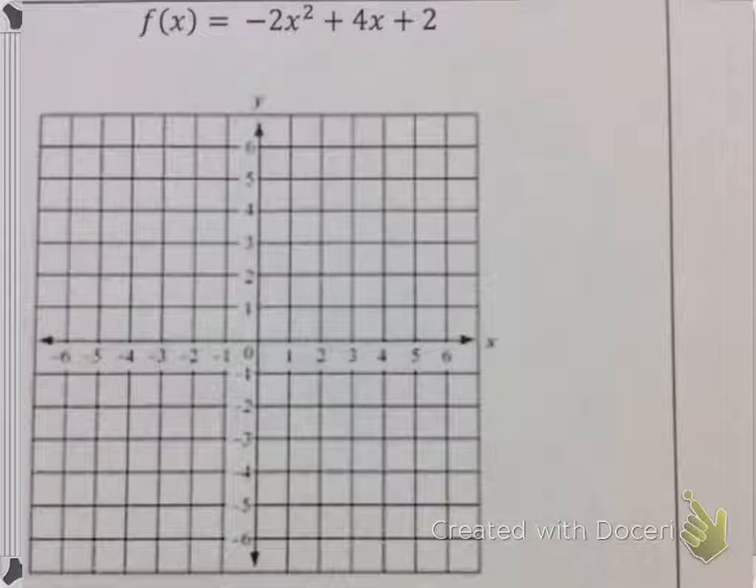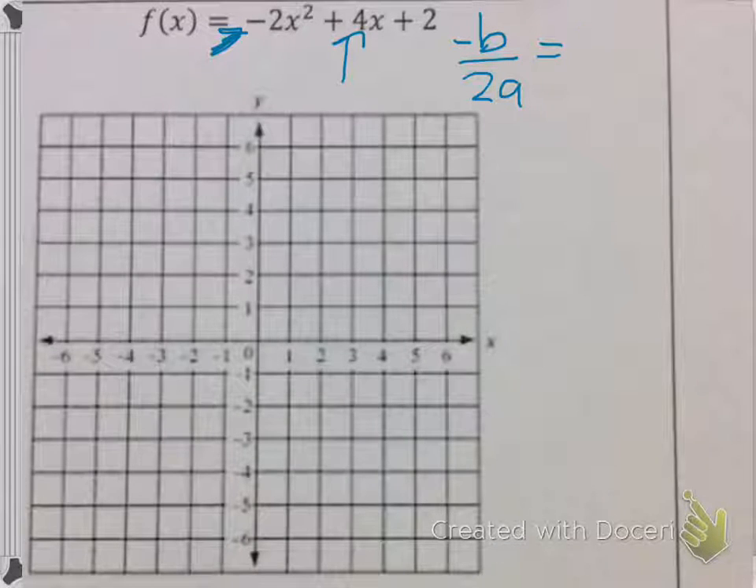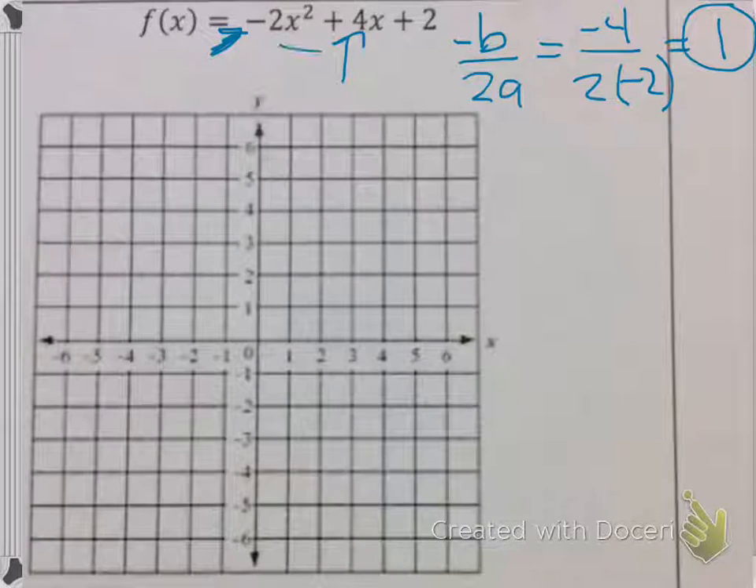Here's my next one, the negative 2x squared plus 4x plus 2. We know that negative 2 is going to turn us upside down, so let's make sure we follow our pattern down instead of up, and let's just do our math. So the opposite of b over 2a. The opposite of b would be a negative 4, and then 2 times a is a negative 2. So on the top I have negative 4, on the bottom I have negative 4, which actually gives me a positive 1. So I'm going to substitute positive 1 into my equation over here to get my y value.